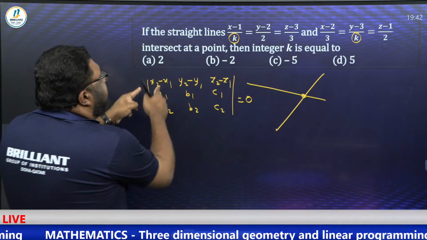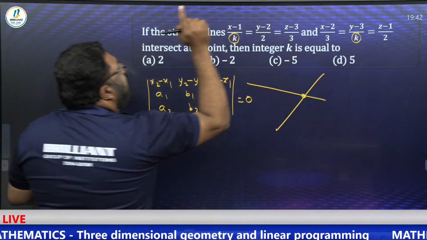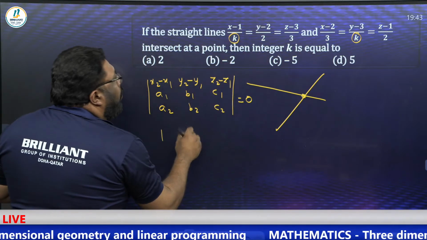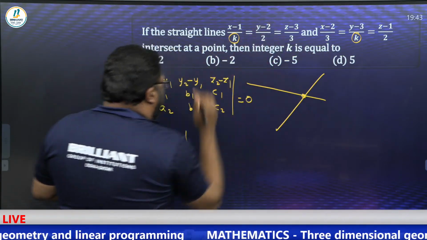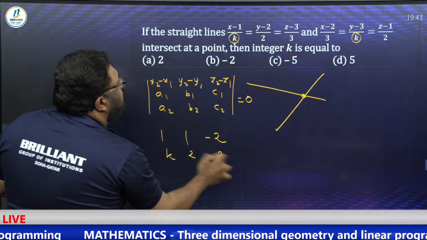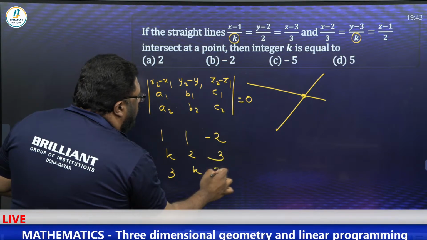So what is x2 minus x1? Difference between the 2 points. 2 minus 1, 1. 3 minus 2, 1. 1 minus 3, minus 2. Direction ratios k, 2, 3, 3, k, 2.